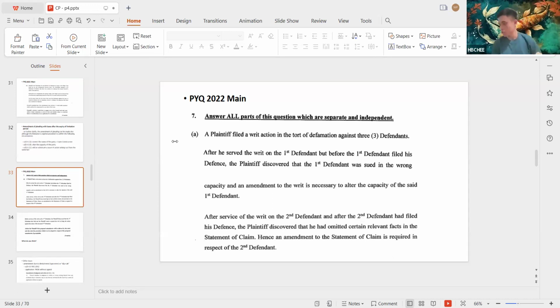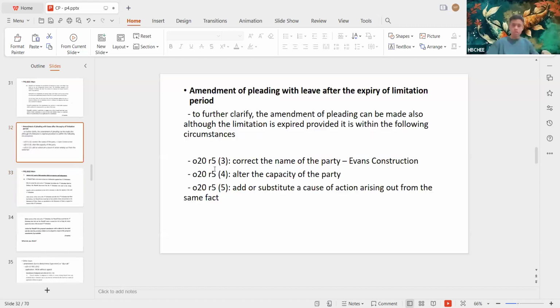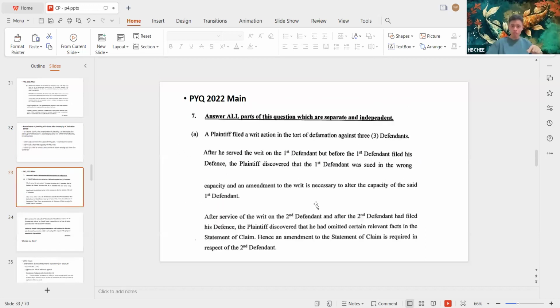Okay. Now the second one, after the service of the writ, the plaintiff discovered that he omitted certain relevant fact in the statement of claim. Now he wants to add in some relevant facts. Yes, it is allowed, provided that it is arising out of the same facts. This is given in Rule 5, Sub 5: add or substitute a cause of action arising out, but only limited to this extent. Other than that, then cannot.